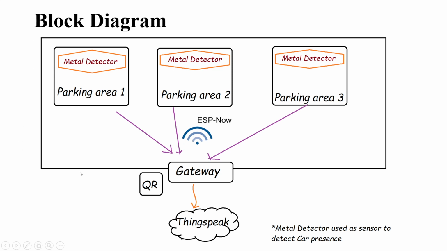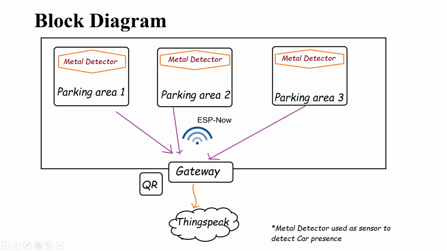So basically our project consists of three parking areas. Each parking area has its own metal detector and an ESP32. Each of these ESP32s sends the parking area information, like whether it's free or not, to the gateway using the ESP-NOW communication protocol. It's a low power 2.4 GHz based communication protocol.